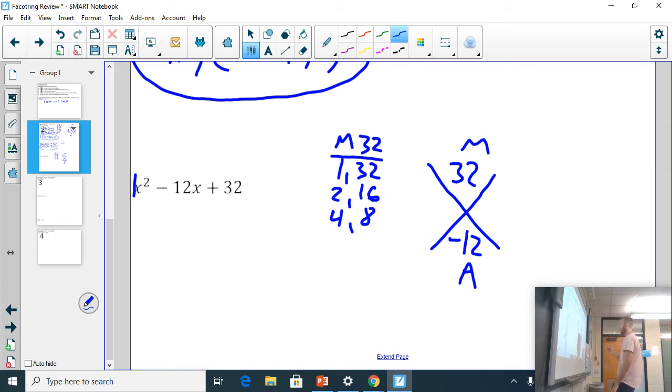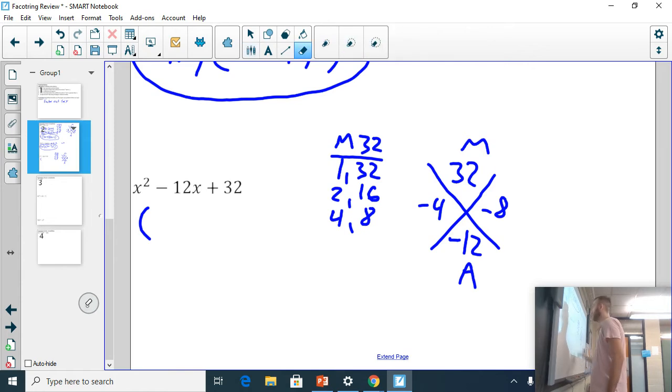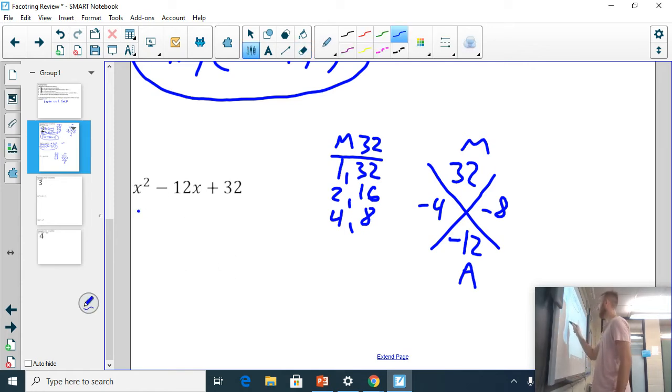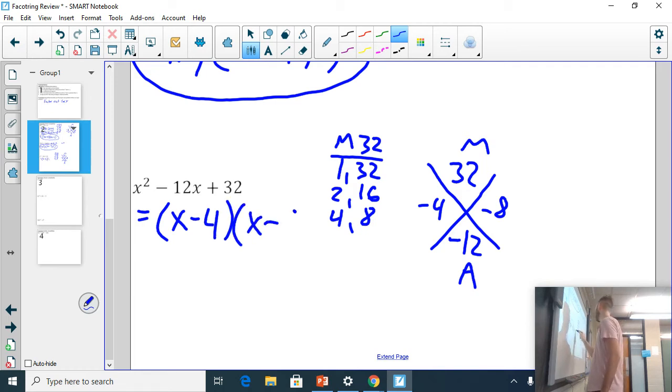Oh, 4 and 8 look like they would work if we did minus 4 and minus 8. Those add to negative 12, and negative 4 times negative 8 is a positive 32. So that seems to work. And once we have those two numbers, with a case like this, we can just straight up write them in: x minus 4, x minus 8.